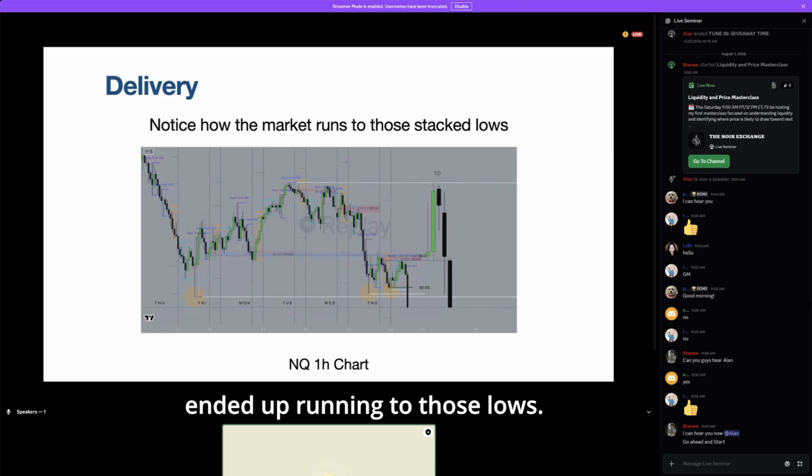So notice how the market ended up running to those lows. And yeah, the market does push through them, but you really just want to focus on where you're able to calculate the market going. Yeah, it kept running, but I'm not really worried about that. I just want to take the piece of the pie that I'm able to get. And right now, we're mostly just focusing on targets and not really on entries. But there was definitely some type of entry within that. Depends on your trading model, but there's definitely some type of opportunity in that dip.